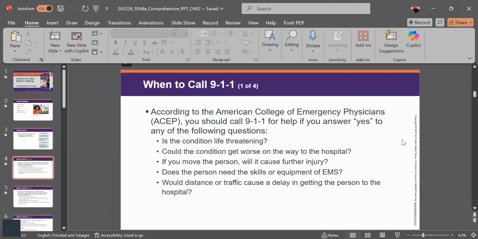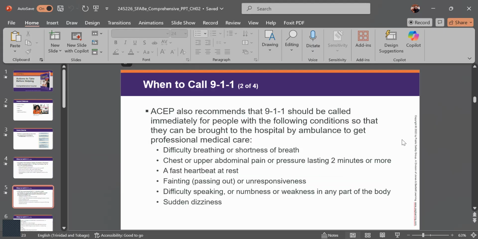Will the patient suffer further injury if you move them? Is further training and equipment required, such as that of EMS? Distance and traffic, is that an issue? Okay. We want to look at calling for help for patients you encounter in these situations as well.